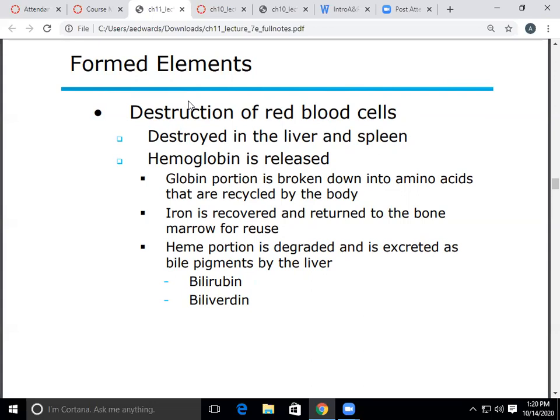We haven't gotten to this yet because we haven't really covered the digestive system, but bile is basically produced by your liver and stored in your gallbladder. These bile pigments include bilirubin and biliverdin. So they help basically degrade and excrete the heme portion of hemoglobin.